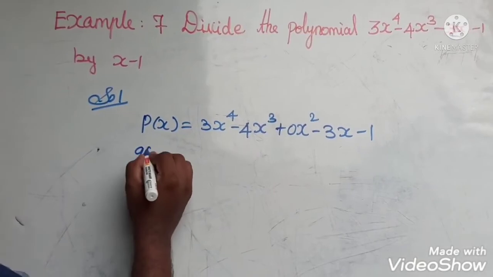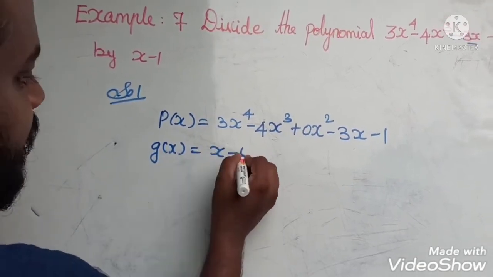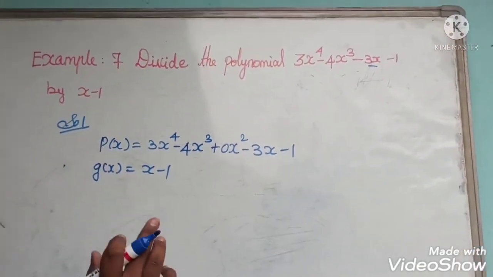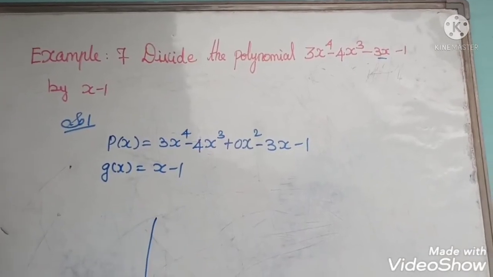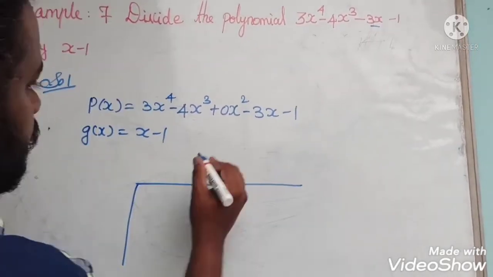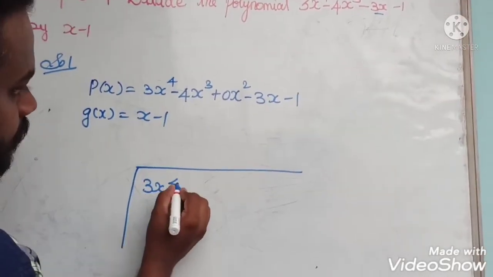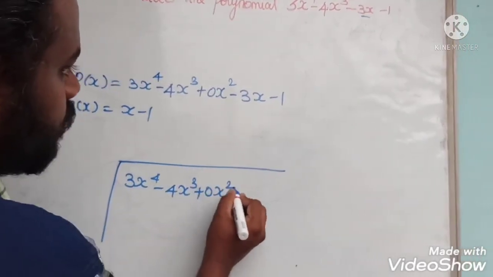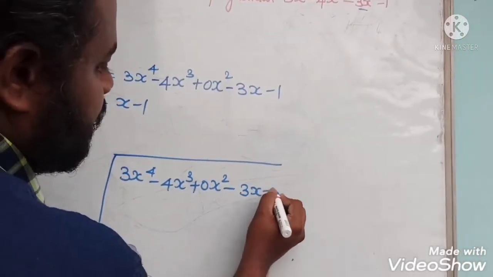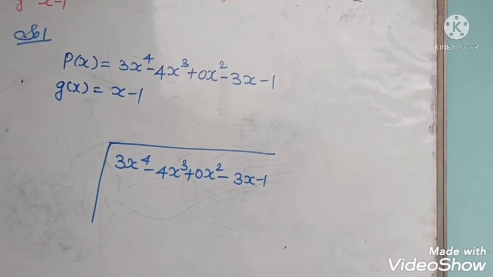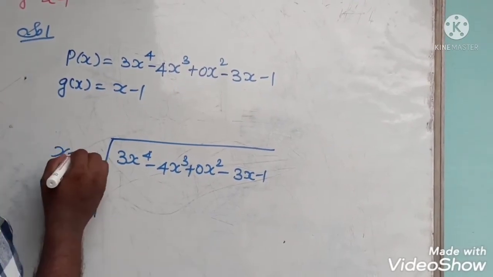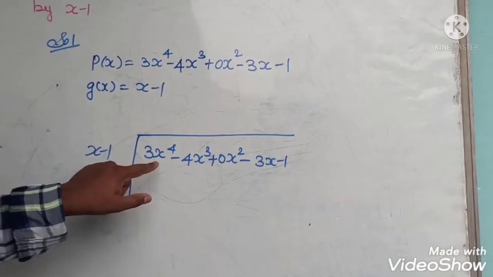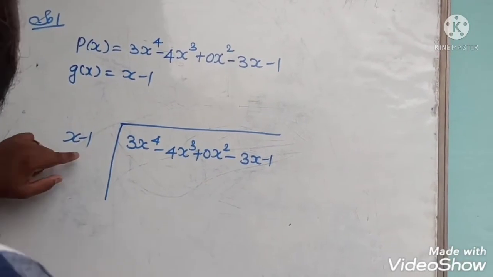So here g of x equal to x minus 1. Here there is only one exponent, so there is no problem at all. Now with the same method, directly: 3x power 4 minus 4x cube plus 0x square minus 3x minus 1. So you have to see what is the comparison.